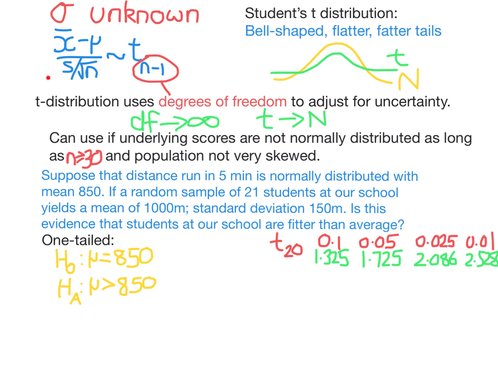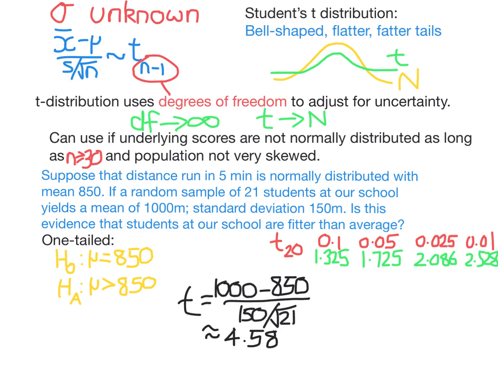So we calculate this above here. This is called our test statistic. So that will be t equals x bar, the mean of our sample, minus our hypothesized mean, which was 850, all divided by s over root n. So s, the sample standard deviation, was 150, and there were 21 students in the sample, so root 21 on the bottom. So putting this on our calculator, we get approximately 4.58.